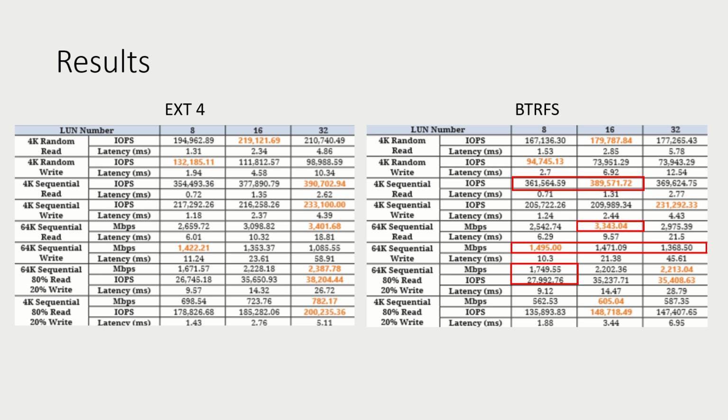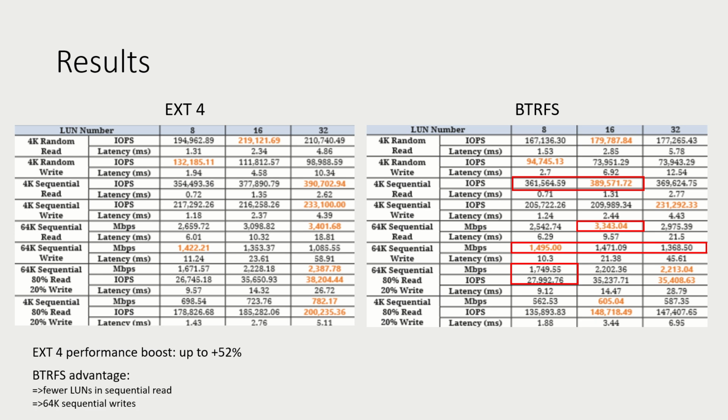So here we have the results for the various tests. You can see 4K, 64K, and then various configurations on sequential, on reads, on writes. And for the various number of LUNs, 8, 16, and 32, comparing ext4 to BTRFS. So overall, you'll find that ext4 does have better performance, but there are actually some where BTRFS is actually faster. So on certain, not all, but on certain, you can actually see a 50% IOPS boost with ext4.